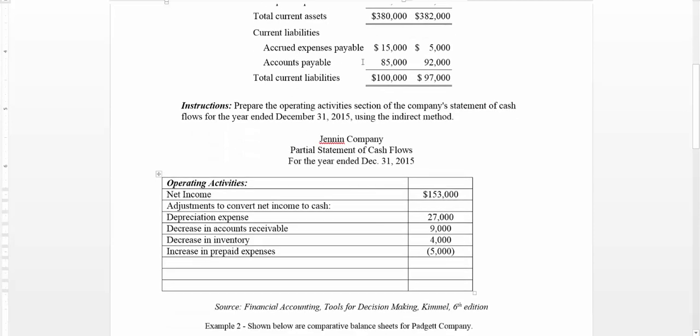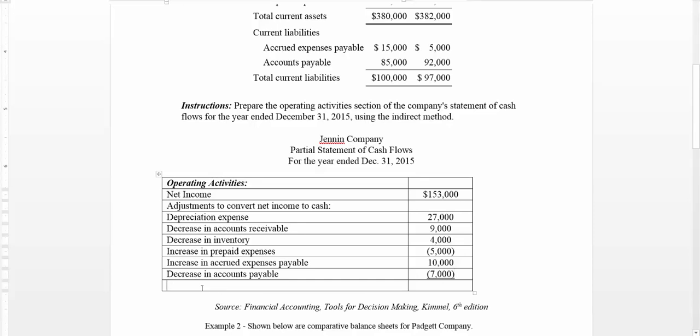We have two. We have accrued expenses payable and we have accounts payable. Now recall, with current liabilities, you do the same as the change. So if a current liability goes up, you add the increase, and if it goes down, you subtract the decrease. So we have both situations here. We have an increase in accrued expenses payable, and that is $10,000. And then we have a decrease in accounts payable. And the decrease in accounts payable is $7,000, and that we're going to subtract.